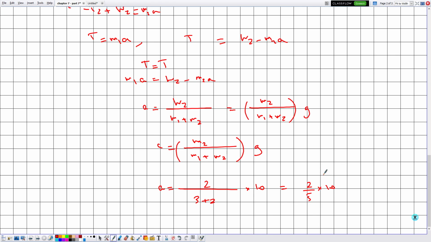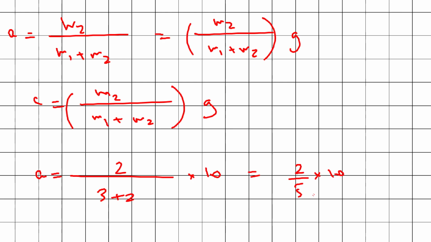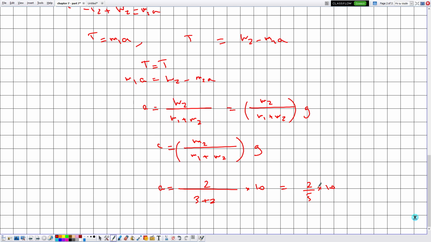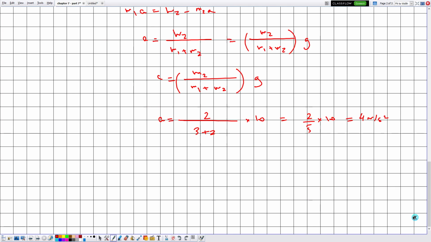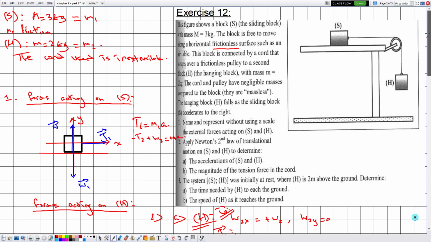So it's 40%. Why 40%? Because 2 over 5 represents 0.4, so it's 40% of the value of g, which is given by 4 meters per second squared. Okay. So the acceleration of the system is a equal to 4 meters per second squared, which is 40% of the acceleration of gravity.